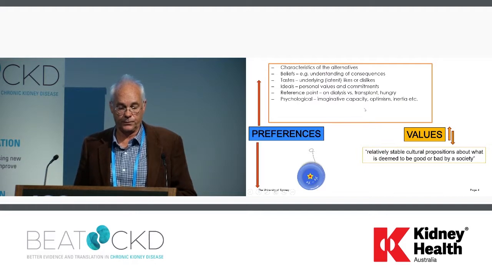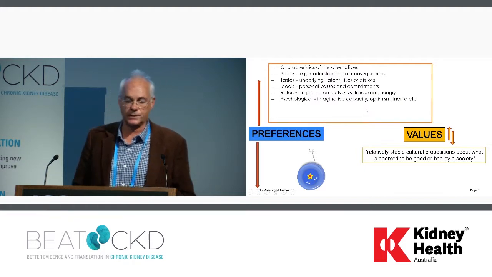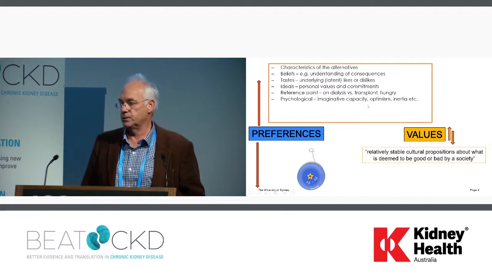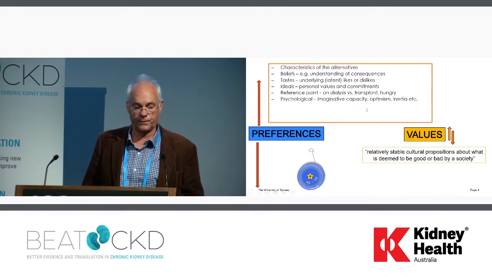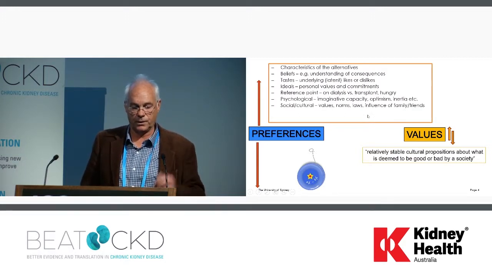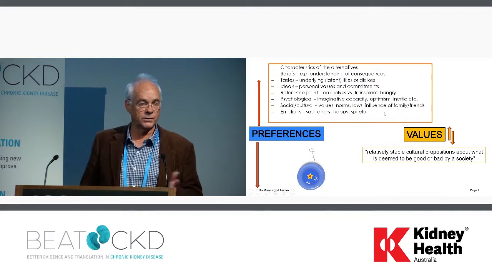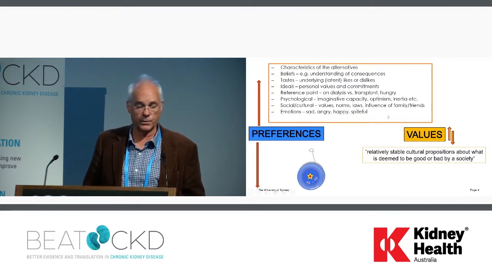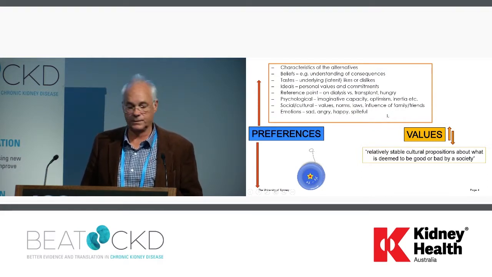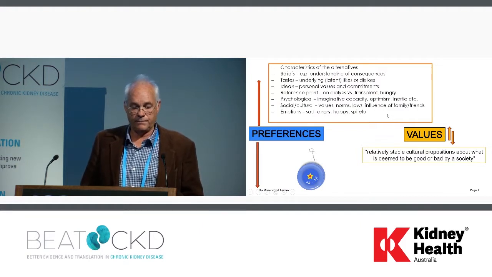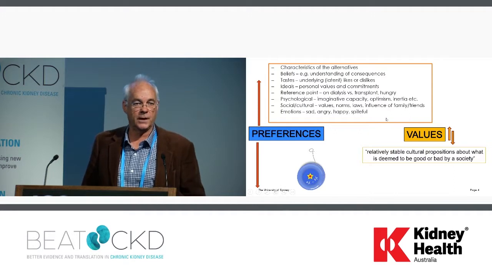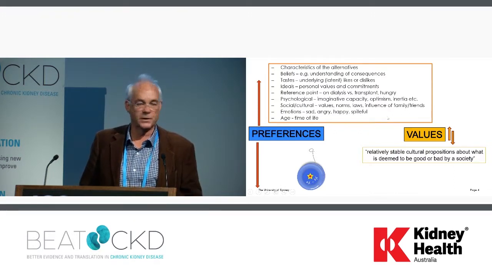Psychological, we all differ in terms of our imaginative capacity, optimism, inertia and so on. That all influences preferences. Social, cultural values, norms, influence of family and friends can influence preferences. Emotions, a very important issue with preferences. If you're sad, angry, happy, spiteful, then that's going to influence your preferences at that time. And age, time of life.